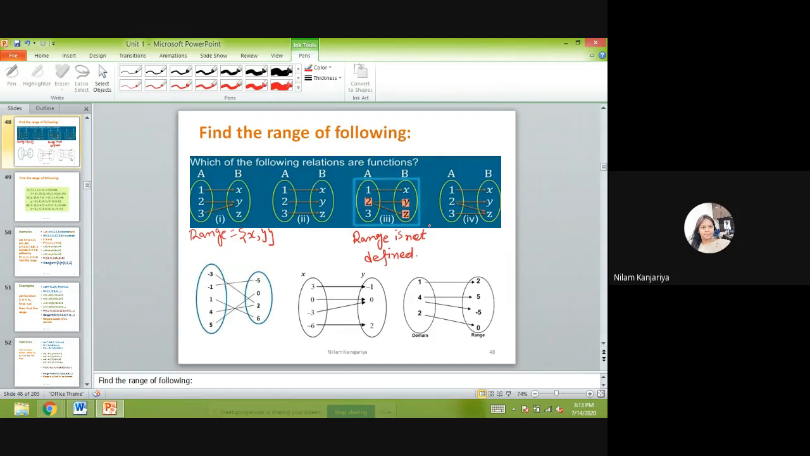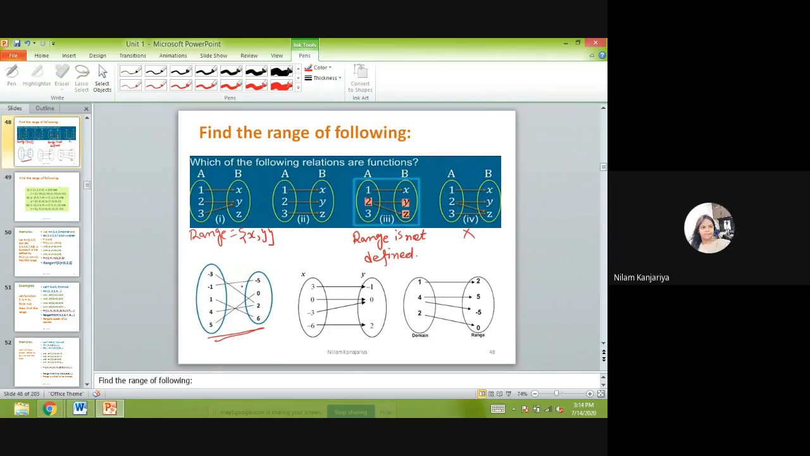Now the next, number 4. Number four is not a function, so can't we find the range? Move on to the blue color one. It is a function.